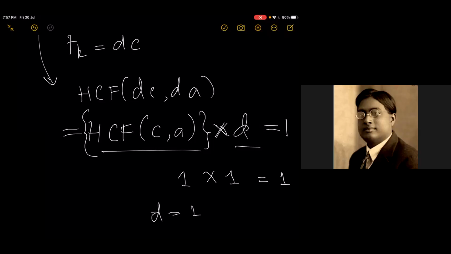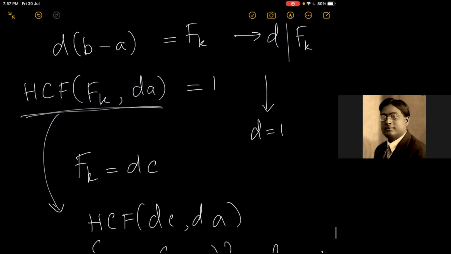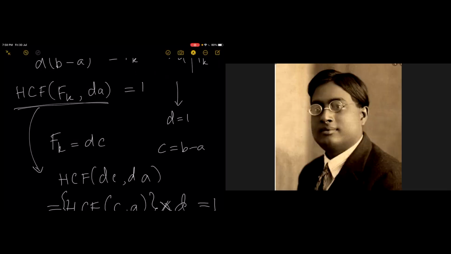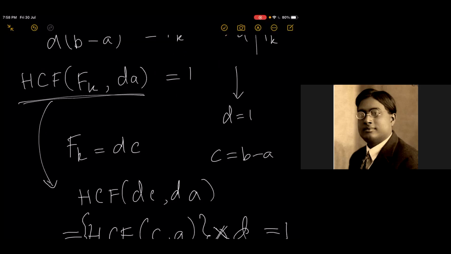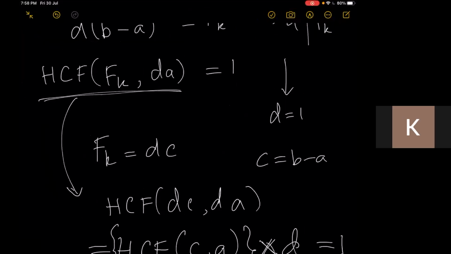Sir, from HCF of Fk comma dA equal to 1, we got Fk is equal to d into B minus A. So it will become HCF of d into B minus A comma dA equal to 1. Then I got d into HCF of B minus A comma A equal to 1. Sir, we know that HCF of A comma B is equal to HCF of A comma A plus kB, or B plus kA, where k is an integer. Yes, you are right.